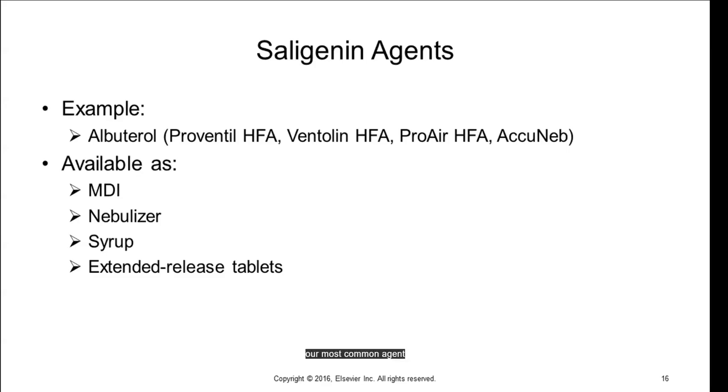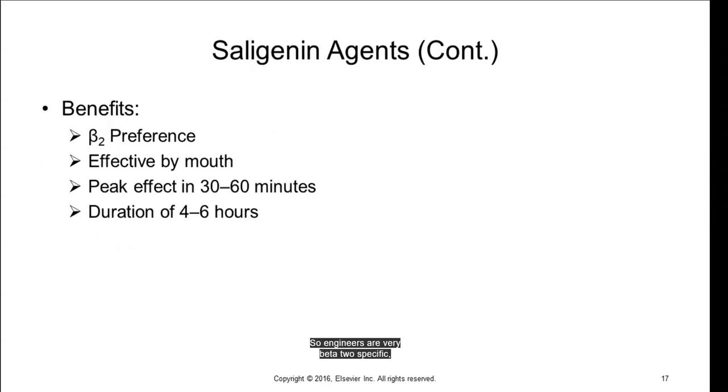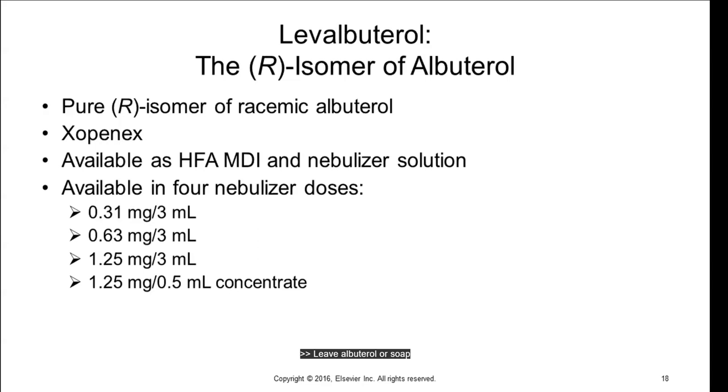Albuterol is probably our most common agent in this category and can be given as a nebulizer, metered-dose inhaler, syrup, or in tablet form. Saligenins are very beta-2 specific, therefore avoiding some of the pitfalls of alpha and beta-1 stimulation. Albuterol is considered short-acting as it peaks in about 30 to 60 minutes and lasts about 4 to 6 hours. Levalbuterol or Xopenex is often used for those sensitive to albuterol, as its side effect profile is very safe, lowering the chance of increased heart rate or tremors. It is also considered short-acting.